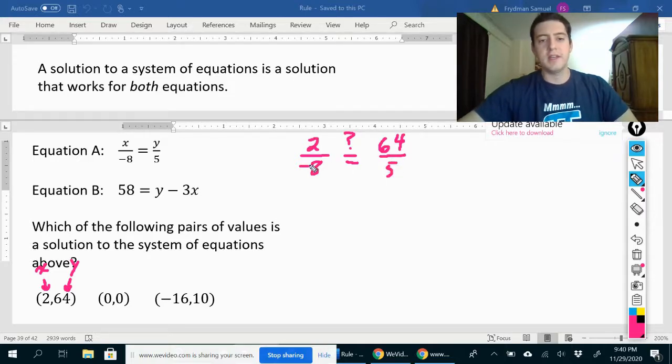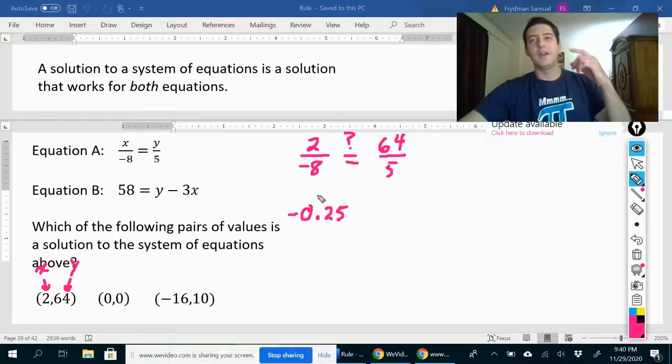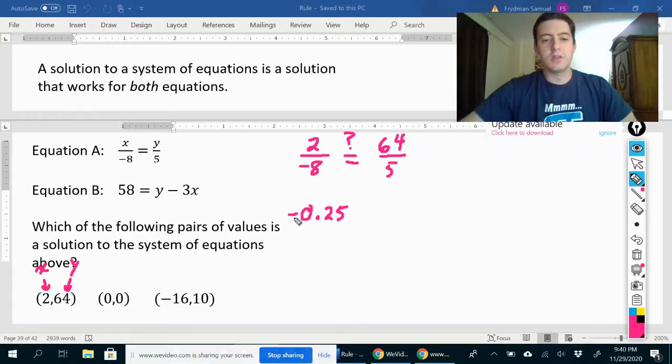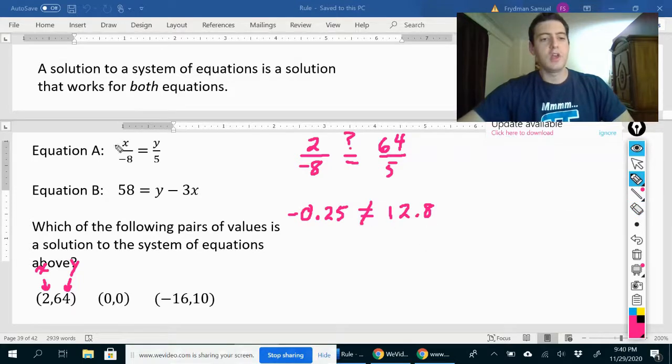So 2 divided by -8 would be -0.25. I know a lot of you were thinking -4, but that would be 8 divided by -2, not 2 divided by -8. So that's going to be -0.25 on the left side. And is that equal to 64 divided by 5, which is going to be 12.8? We can see here that no, the left side is not equal to the right. So no, this is not a solution to this equation. Let's see if it's a solution to this equation.